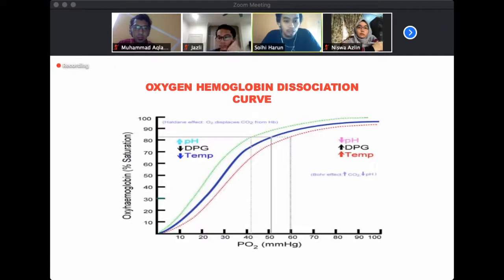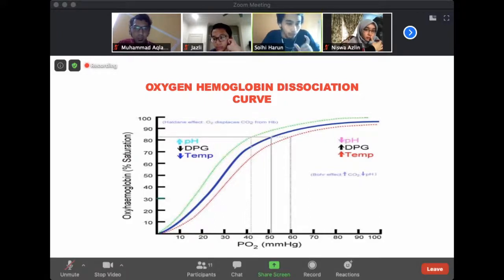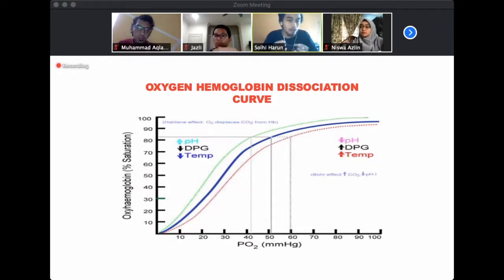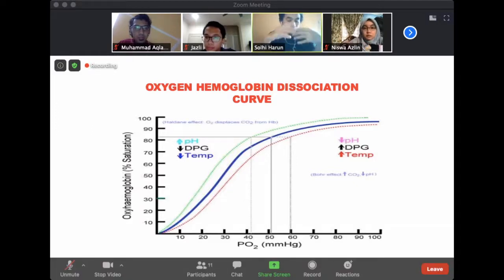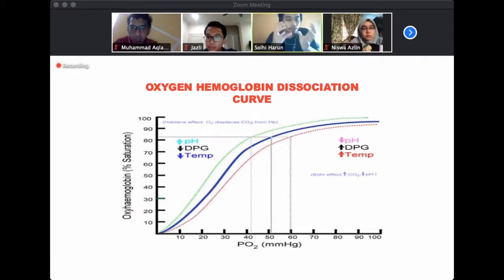So if one of the subunits binds to one oxygen molecule, it becomes easier for the next oxygen molecule to bind. If the hemoglobin molecule doesn't bind to anything, we call this the tense configuration. When this configuration occurs, it's very difficult for any oxygen molecule to start to bind.